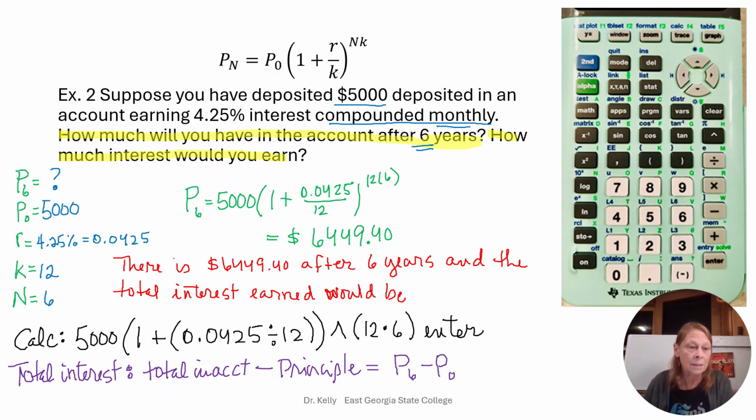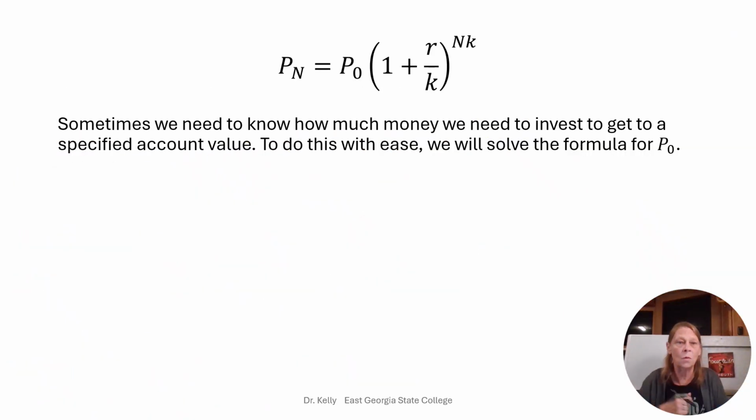And in this case, it's going to be 6,449.40 minus 5,000 equals 1,449.40. So this answer would be $1,449.40. Awesome, great. Let's keep on going.